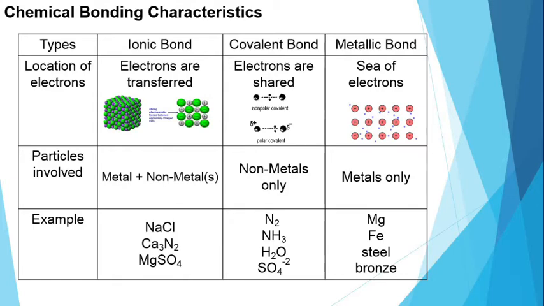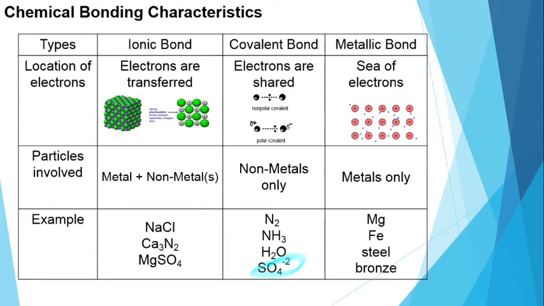And then, like we wrote on the previous page, ionic bonds are formed between metals and nonmetals. Covalent is nonmetals only. Metallic bonds are metals only. And then I have some example formulas for each of them down below. We've got NaCl, aka sodium chloride or table salt, some calcium nitride and magnesium sulfate as our ionic compounds. Then nitrogen, ammonia, water. And this is sulfate down here at the very bottom, SO4 with a -2 charge. Those are still nonmetals. They are covalently bonded, but they've got some extra electrons helping form these bonds and make them more stable, which gives it that negative charge.